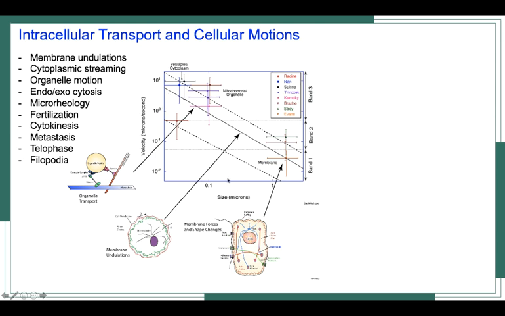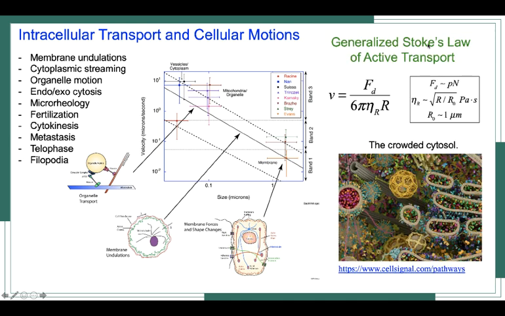Now you notice that on this log-log graph, there's a rough scaling relationship, and what that is, is a generalized Stokes law of active transport. And so the velocity is responding to a force. Forces in the intracellular regime are in the range of piconewtons. Now there's a viscosity which is size dependent, and so this is actually not an inverse law, but it actually has a different power. But the bottom line is that the velocities are in the range from microns per second down to nanometers per second. And that's all because of this crowded cytosol.